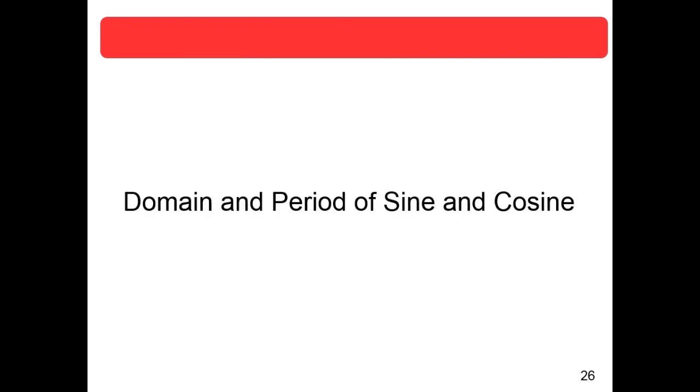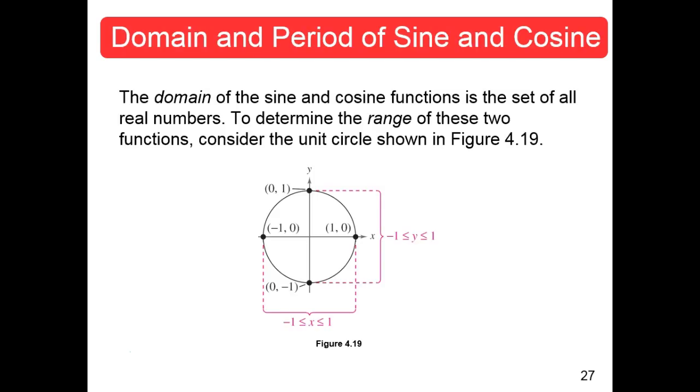All right, now we've already been, I've been asking questions about it, and we've basically talked about it. Now we're going to do it formally. What are the domain and the period? And we're just going to start with the sine and the cosine functions. Okay? So, now, here's the thing you have to remember.